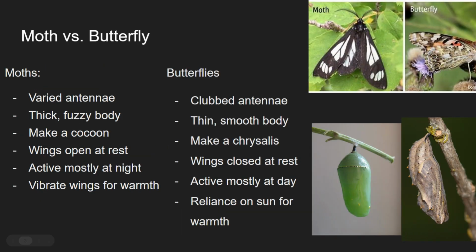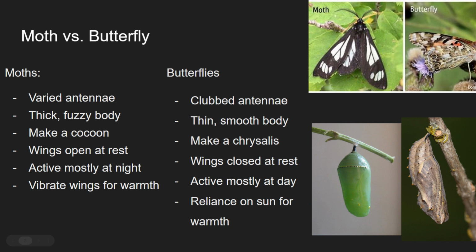So first, what is the difference between a moth and a butterfly? Moths have varied antennae, so they can come in several different shapes. The most common one is the feathered shape we typically think of when we think of a moth. They have a thick, fuzzy body. They make cocoons. Their wings open at rest. They're active primarily at night, and they're an ectotherm, so they vibrate their wings for warmth.